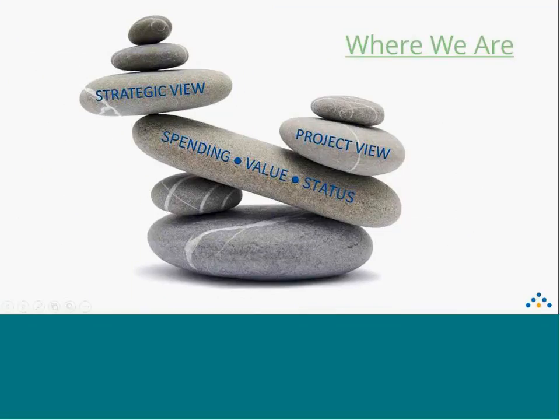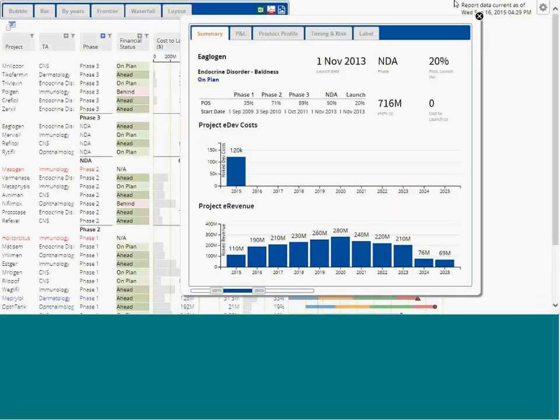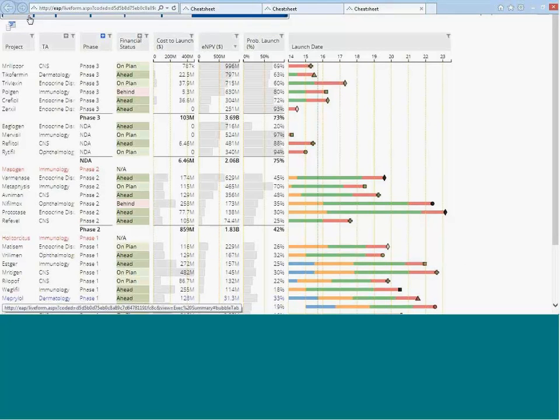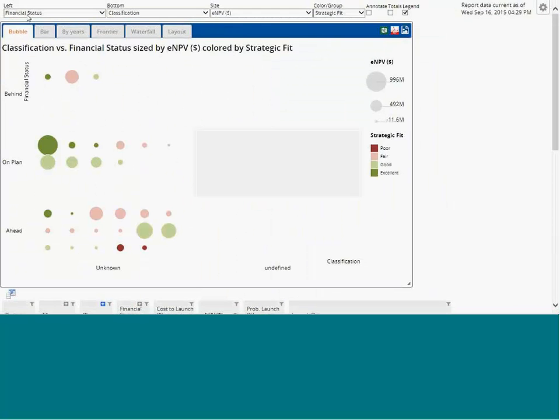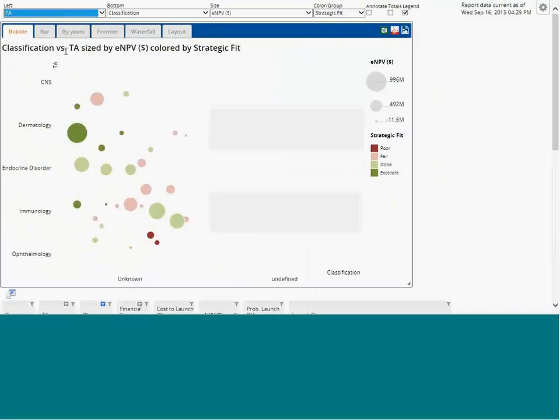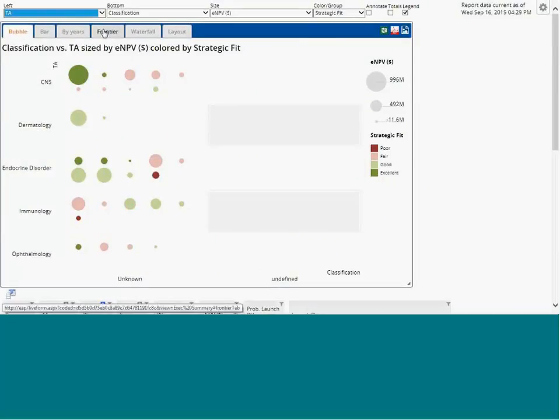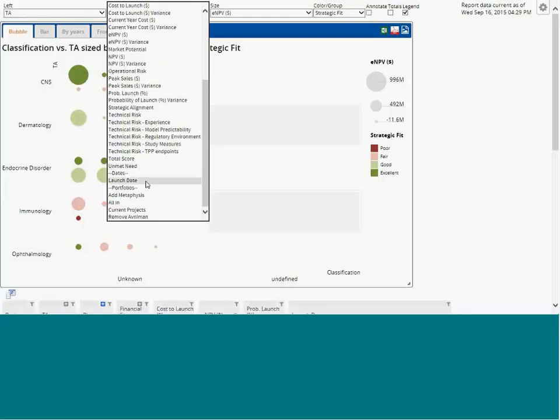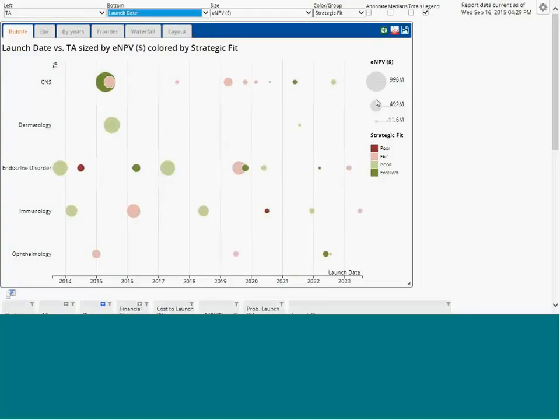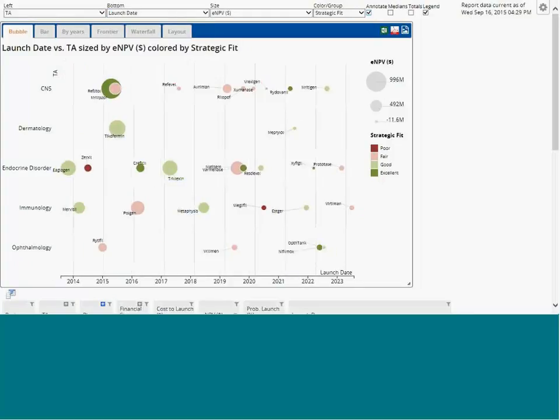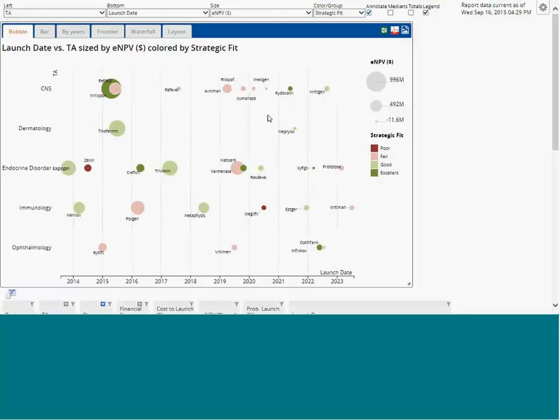Sometimes what we're looking for is a more graphical and a more strategic view as well. And in those cases, we can look at that view by, say, creating a pipeline chart that looks at each of the therapeutic areas and maybe looks at them by launch date. And now we have a sense of what our pipeline looks like for each of our therapeutic areas.